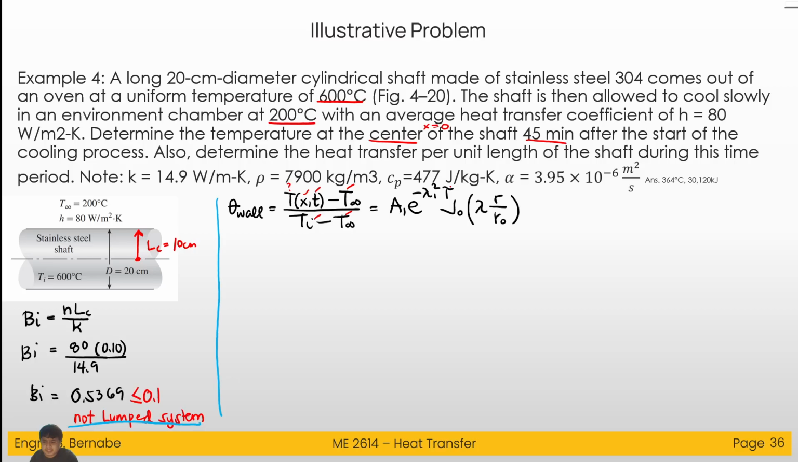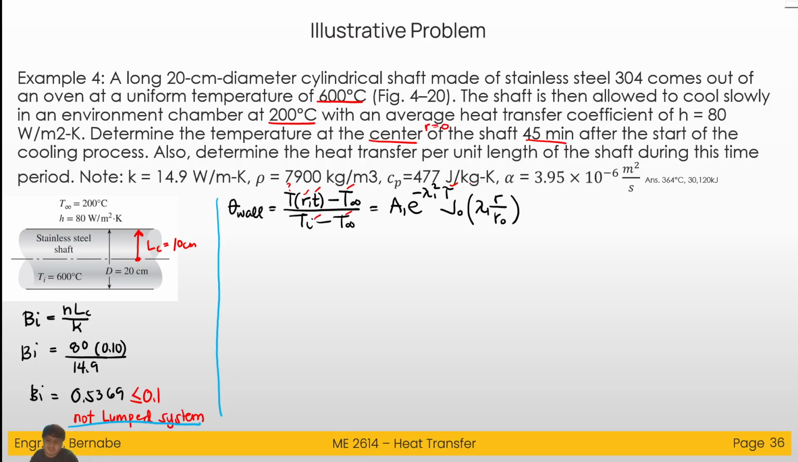The tau can be found. You have the thermal diffusivity, and then the time, over L squared. So we can find this. And then, I forgot the other one. It should be the r. The r here is actually given as 0, since we are looking at the center. So r is equal to 0.